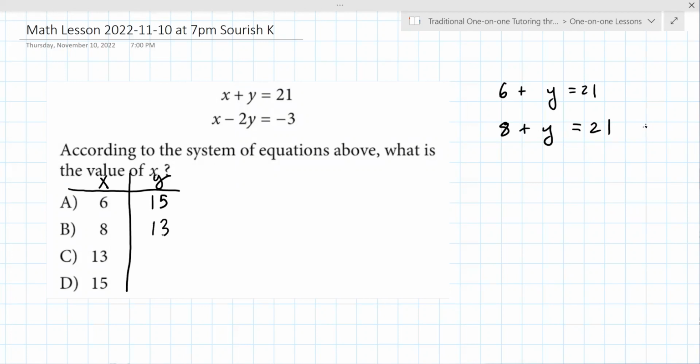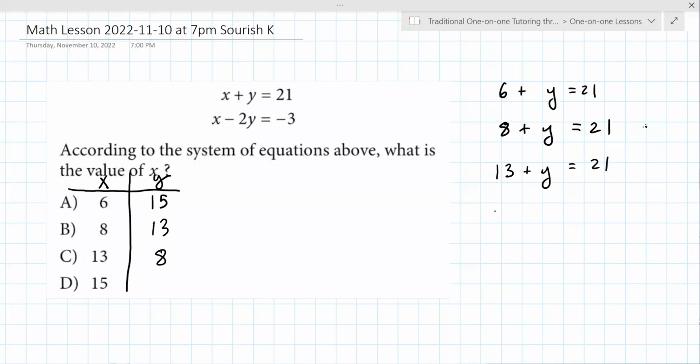Okay, so that goes in the next part of our table here. How about when x is 13? So that becomes 13 plus y equals 21. What is the value of y in this equation? It's 8.